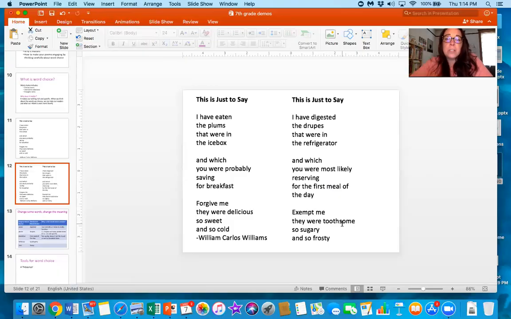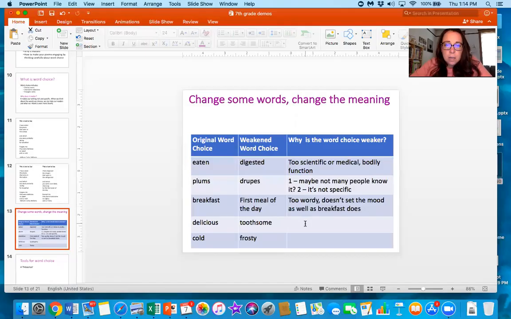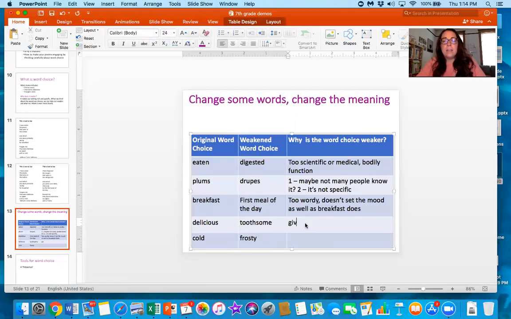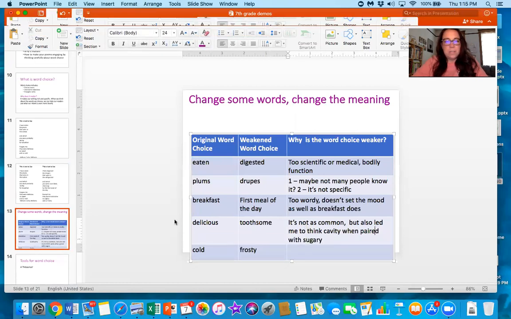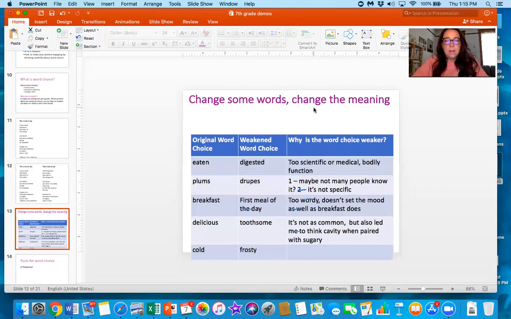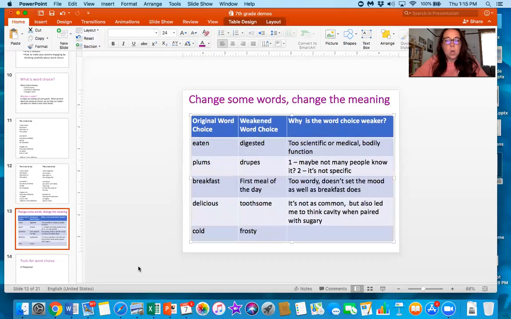This is just me, my interpretation. I don't know why, but I saw toothsome and sugary, and I thought cavities. And then maybe that has a negative connotation, but I want this to be positive. So I would say toothsome is weaker because it's not as common. Which, I already said you can use uncommon words if they fit right, but it also led me to think cavity when paired with sugary. Is that what it was, sugary? Yes. Okay, and then let's look at the last one, cold and frosty.